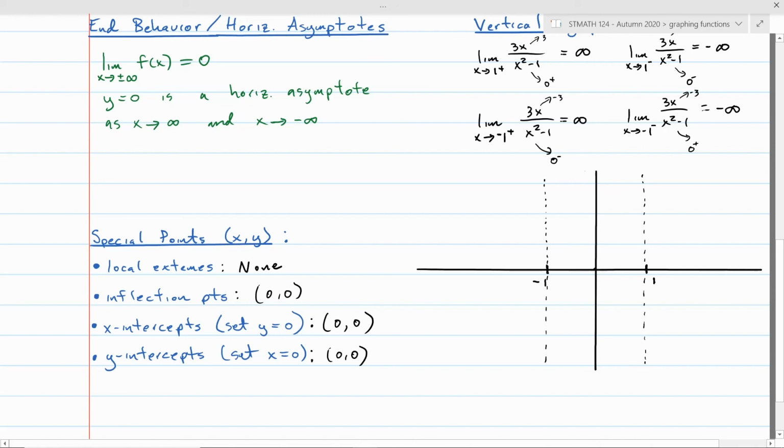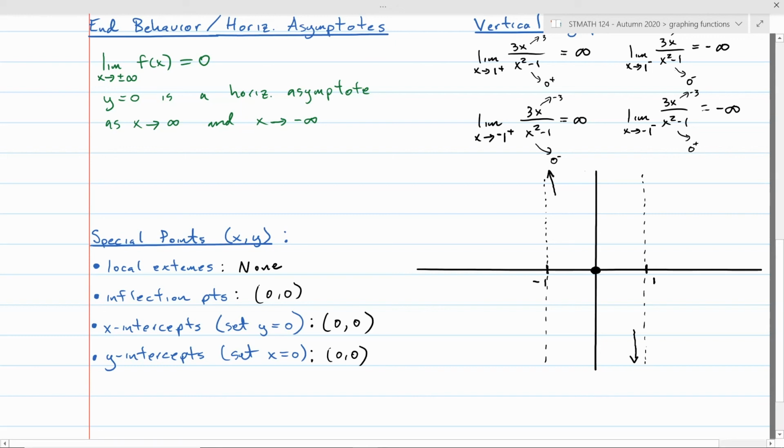I know that at the origin something interesting is happening. There's a point of inflection there. Now let's figure out what's happening between these asymptotes. I know that it's going to positive infinity on the right side of -1. On the right side of -1, it's going up, up, up like this. And on the left side of +1, it's going to negative infinity, so it's going down, down, down here.